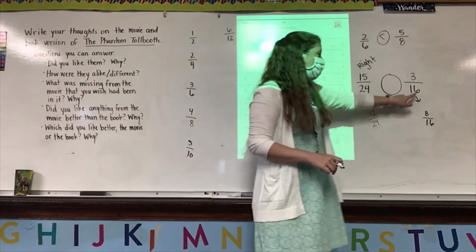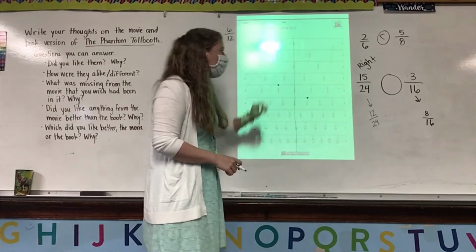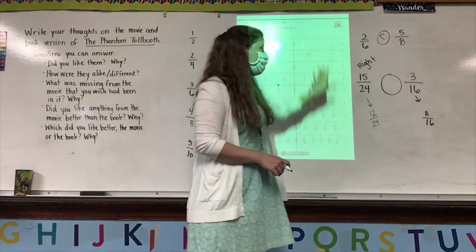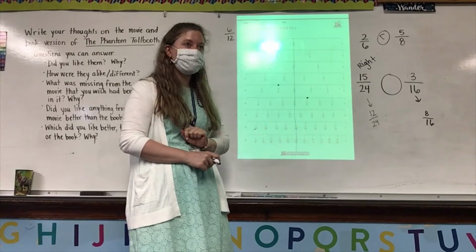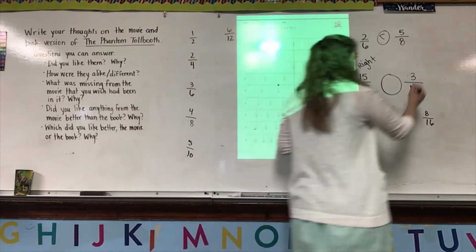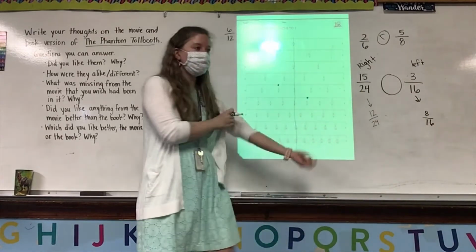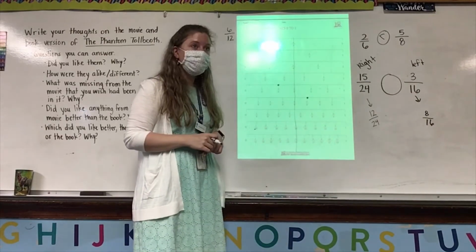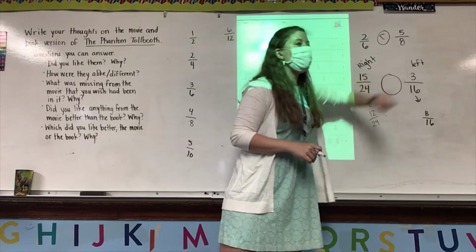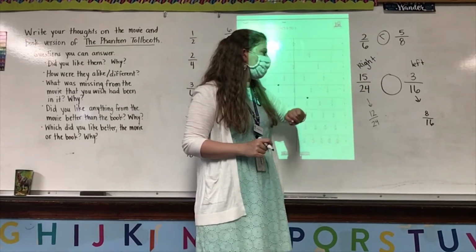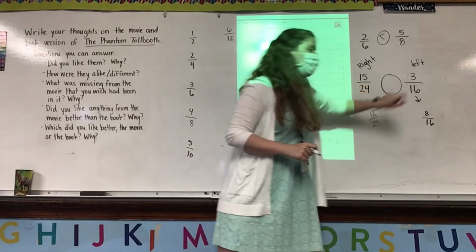Now, Aaron, where would 3/16 be? Would it be to the left of 8/16 or to the right of 8/16? To the left, because 3 is smaller than 8. So, look at where they would be on the number line. Is 15/24ths greater than, less than, or equal to 3/16?